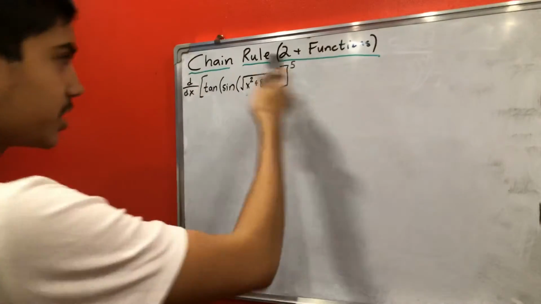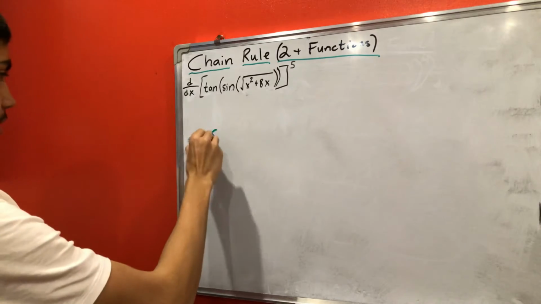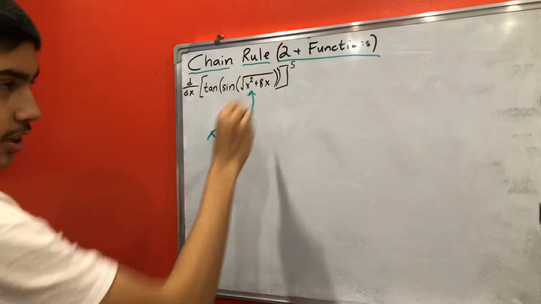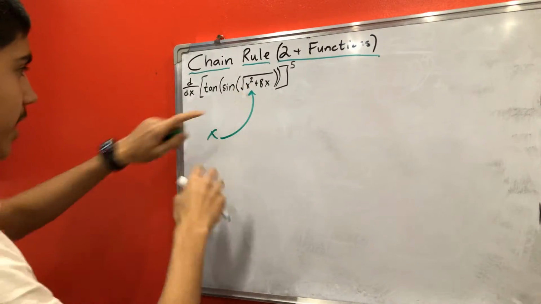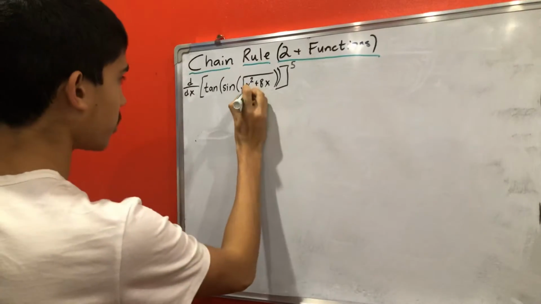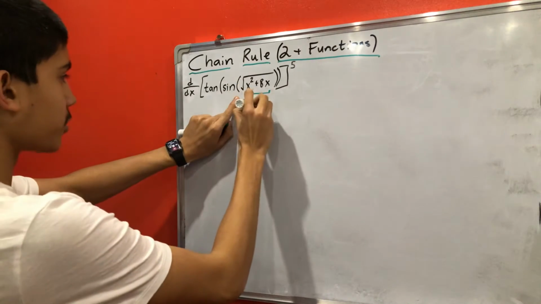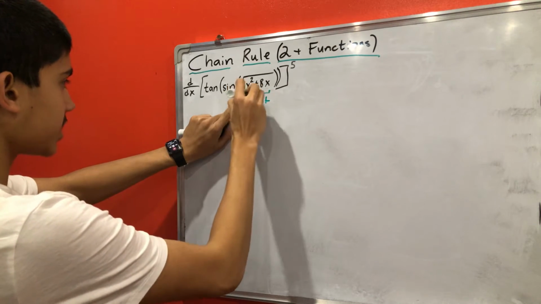So when we have a really big thing like this, it has multiple functions. For example, if we're going to plug in x, we start with here, right? So we plug in x, and then we perform this first function. This is one function: x squared plus 8x. Then we take the square root. That's our second function.